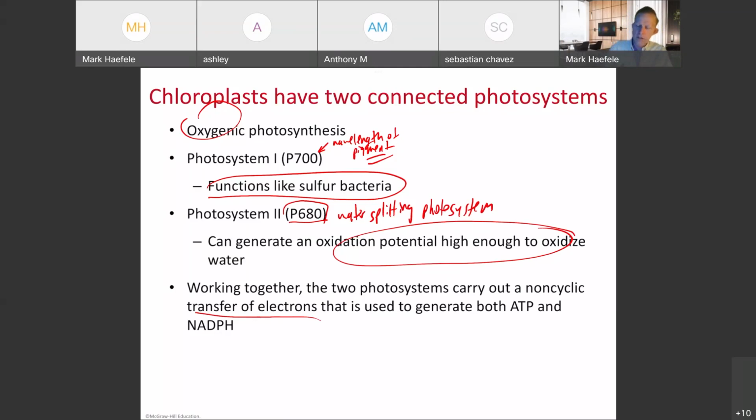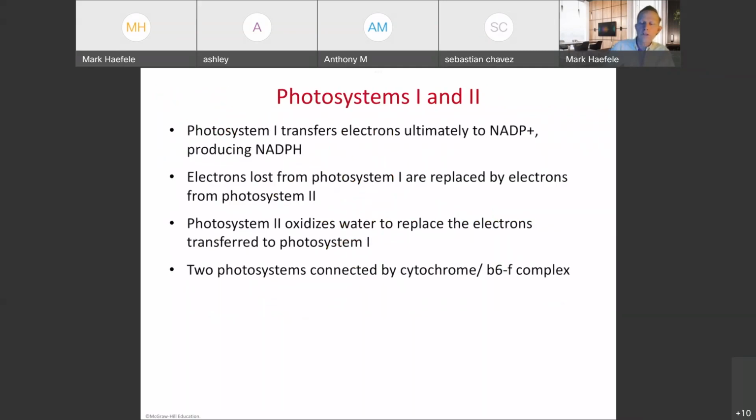And so this is sufficient to generate both ATP and NADPH, both using the electron transport chain and chemiosmosis. So when you take a look at Photosystem I, the goal of photosystem 1 is to make NADPH. So what it does is basically it transfers the electrons ultimately to NADP plus into NADPH. And so there you will basically satisfy one of the two requirements for the light reactions.